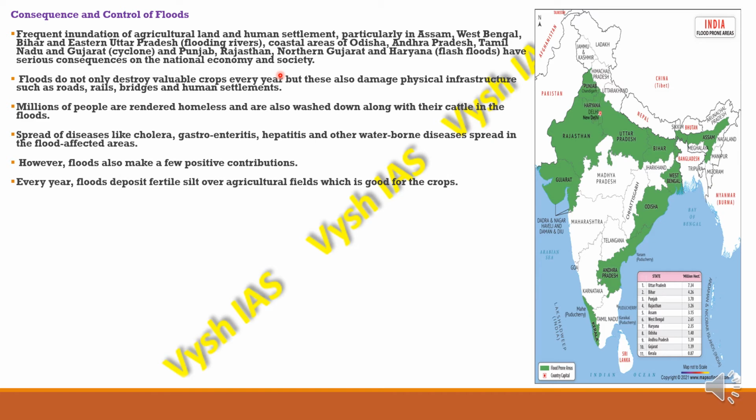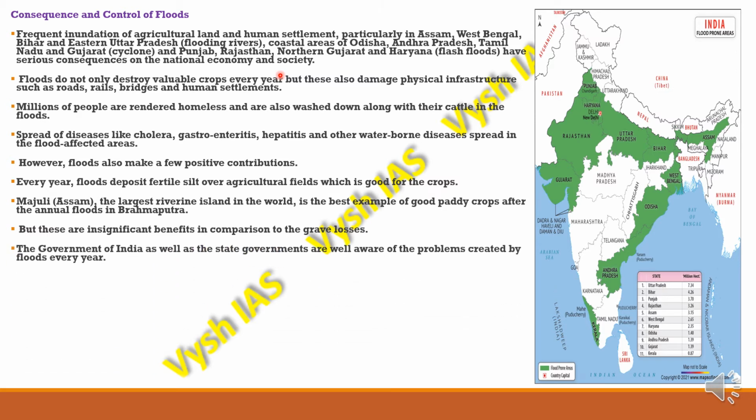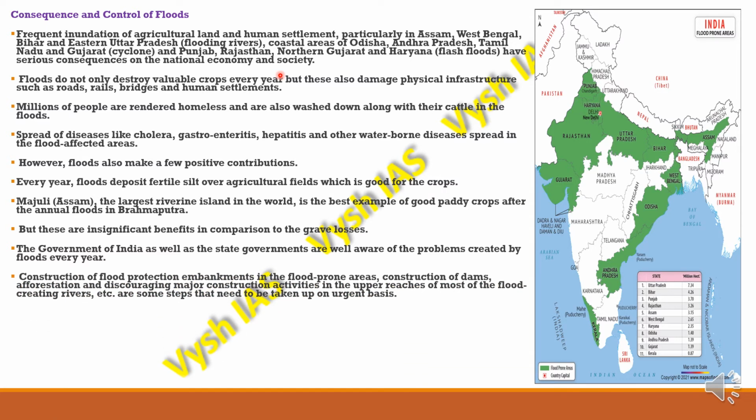Every year floods deposit fertile silt over agricultural fields, which is good for the crops. Majuli, which is in Assam, is the largest riverine island of the world, and it is the best example of good paddy crops after the annual floods in the Brahmaputra. But these are insignificant benefits in comparison to the grave losses that the people go through at times of floods. The government of India as well as the state governments are very well aware of the problems created by the floods every year.